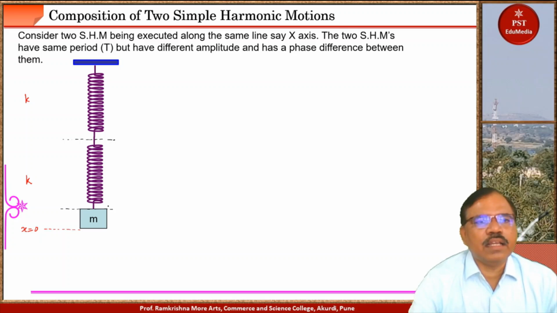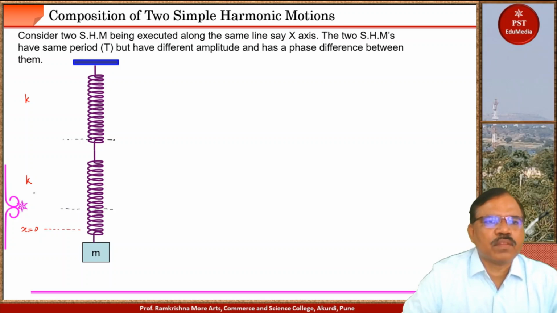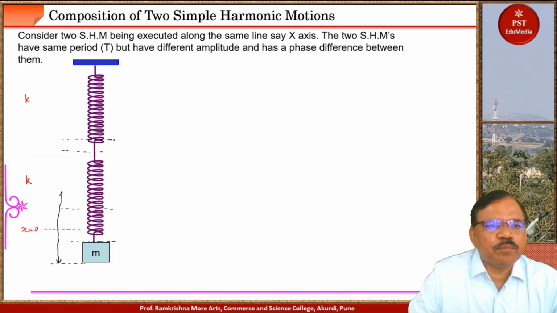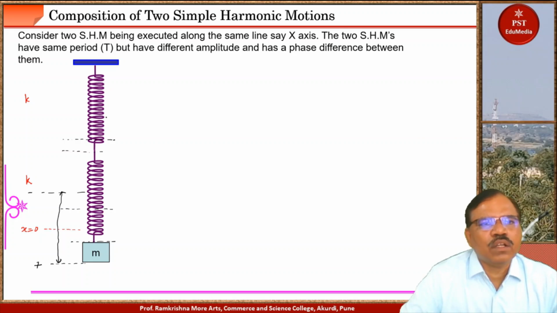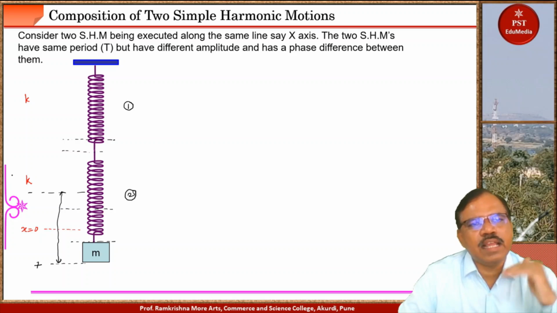And suppose we extend this mass. So what happens? The equilibrium position of the first spring changes. The equilibrium position of the second spring changes. And this is the resultant one. And if we release it, now this system oscillates between this one and this one. So what happens here? We have two simple harmonic motions acting on the mass simultaneously. First one due to the first spring and second one due to the second spring. They are acting simultaneously and along the same line.